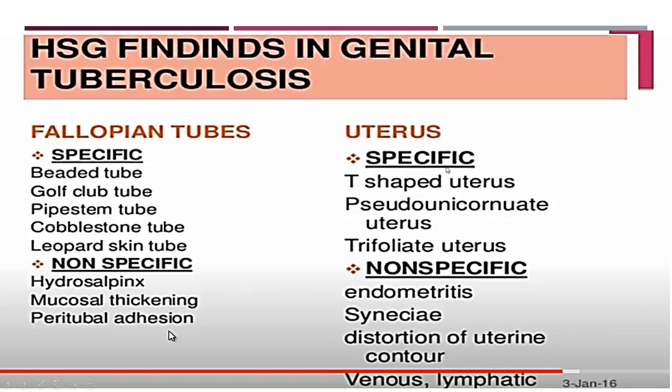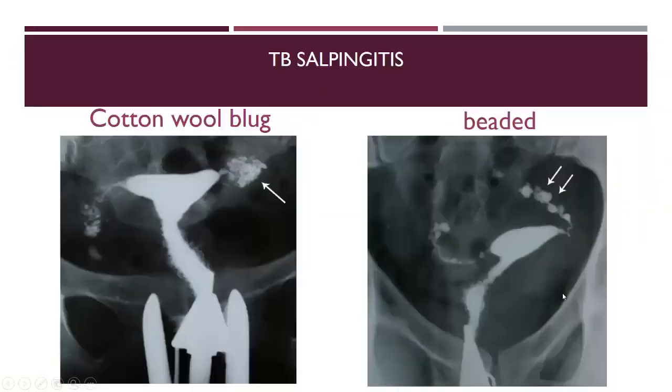In the uterus, the specific findings are the T-shaped uterus, the systolic appearance of the uterus due to endometritis, pseudo-unicorn uterus, and trifoliate uterus, the non-trifoliate one that we have seen in a previous slide, with adenomyosis. Non-specific findings are endometritis, synechiae, distortion of the uterine contour, with venous and lymphatic intravasation.